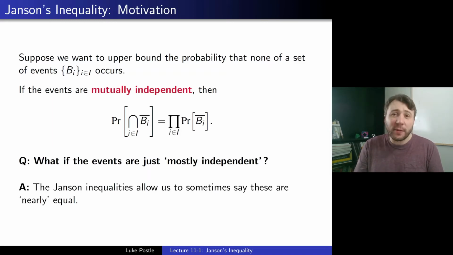Then the answer that we'll be looking at is the Janson inequalities, there's multiple, allow us to sometimes say these are nearly equal. So the actual probability is close to being what it would be as if they were mutually independent. This is quite helpful when we want to upper bound these probabilities, which should be reminiscent of things like the Lovász local lemma. There, though, we're trying to say that the probability none of the bad events occur is actually greater than 0, which is a lower bound. Here we want an upper bound.